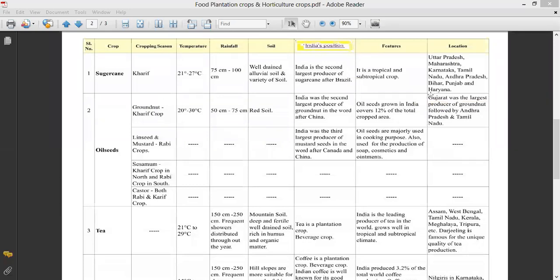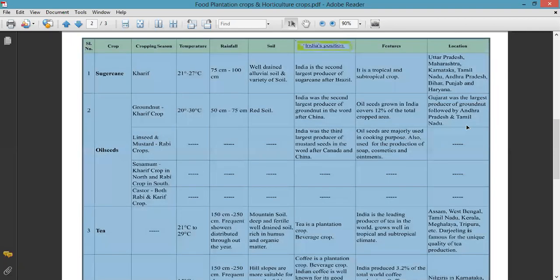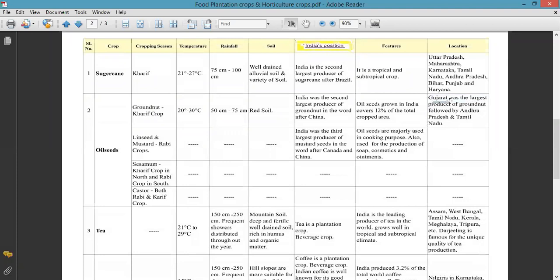Gujarat was the largest producer of groundnut, followed by Andhra Pradesh and Tamil Nadu. So in India, Gujarat is leading in the production of groundnut. Apart from that, Andhra Pradesh, Tamil Nadu, and even Karnataka nowadays. But as per our textbook, you keep it in mind.